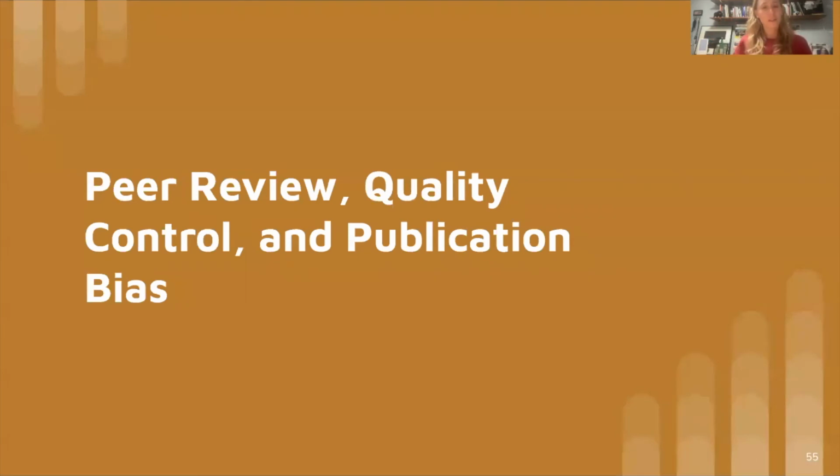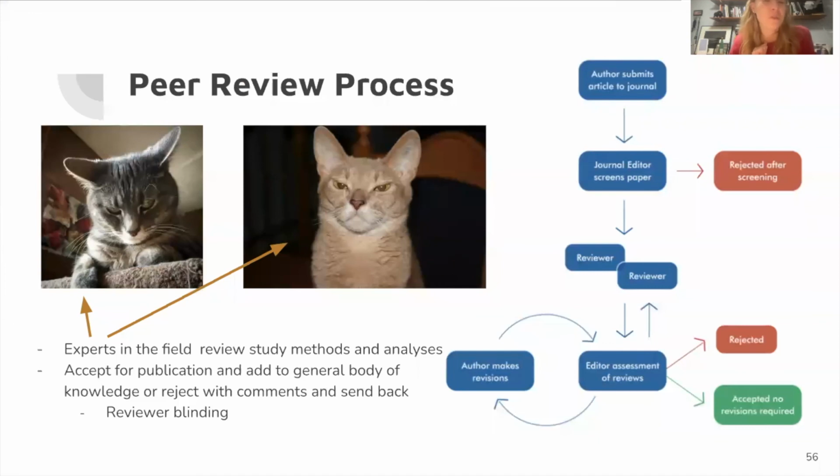So now I'm going to quickly talk about peer review, which is the quality control process in science, or at least that's what it's supposed to be, and publication bias. So the peer review process is when experts in the field review your study methods and your analyses, and they're very mean. Just kidding. They're usually nice.